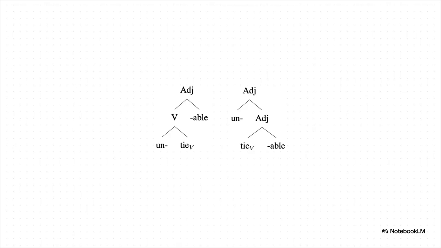It all comes down to the assembly order. So if you first combine un with tie to make the verb untie, and then add able, the word means able to be untied. But if you do it the other way, if you first combine tie with able to make the adjective tieable, and then add un, the word means not able to be tied. The exact same pieces, just in a different order, create opposite meanings. That's the precision of the factory at work.